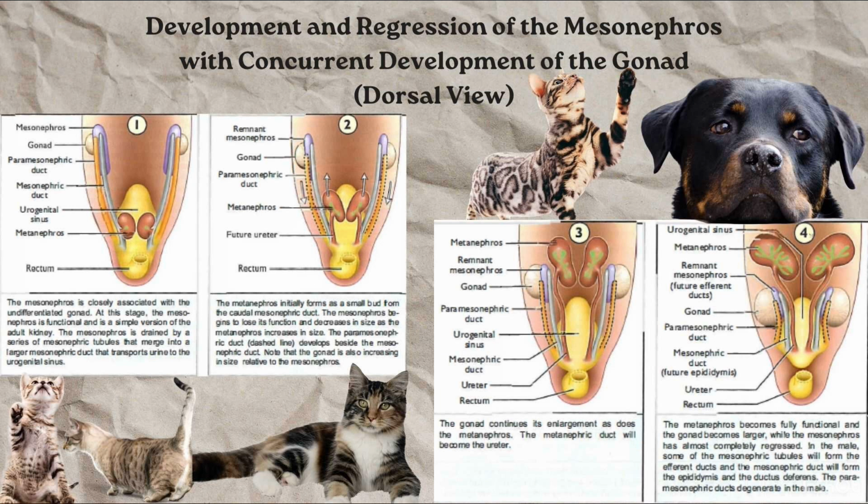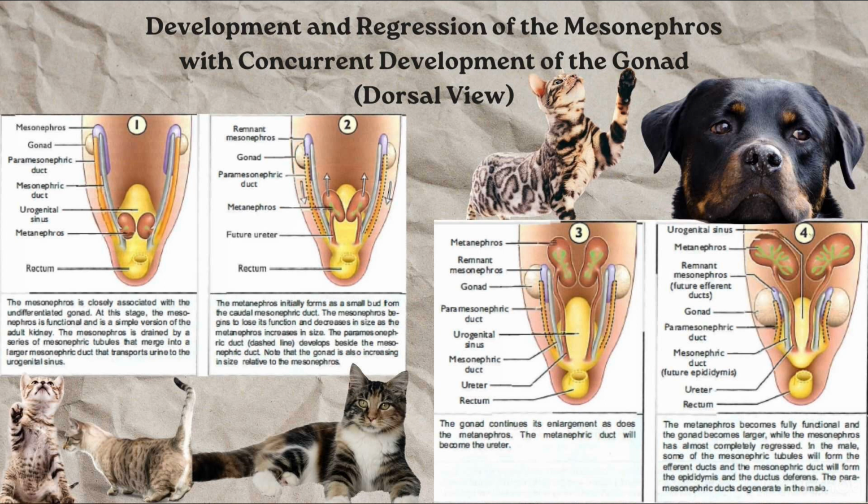to the urogenital sinus. For the second illustration, the metanephros initially forms as a small bud from the caudal mesonephric duct. The mesonephros begins to lose its function and decreases in size as the metanephros increases in size. The paramesonephric duct, or the dashed line, develops beside the mesonephric duct. Note that the gonad is also increasing in size relative to the mesonephros.